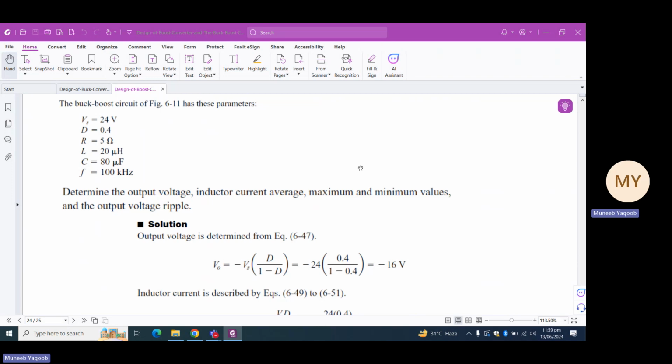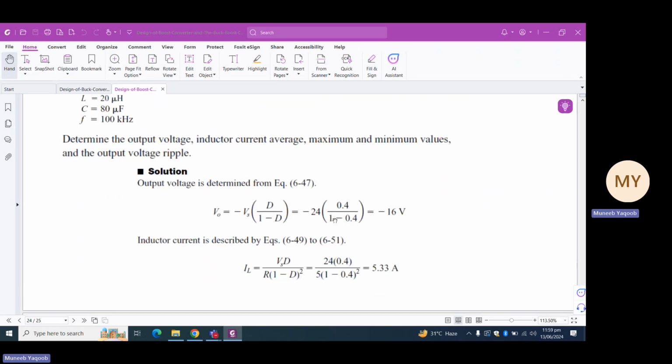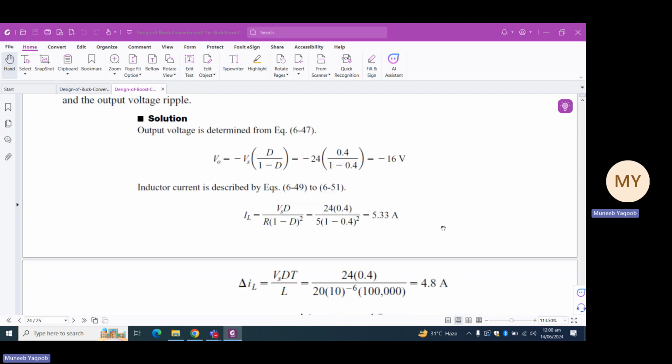Now to calculate the inductor current, we will use equations 6.49 and 6.51. From 6.49, it is Vs D upon R into (1 minus D) whole square. So Vs is 24, duty cycle is 0.4, R is 5 ohms. Hence we calculated that the inductor current is 5.33 ampere. Now for delta IL, it is Vs D T upon L. So it is 4.8 ampere.